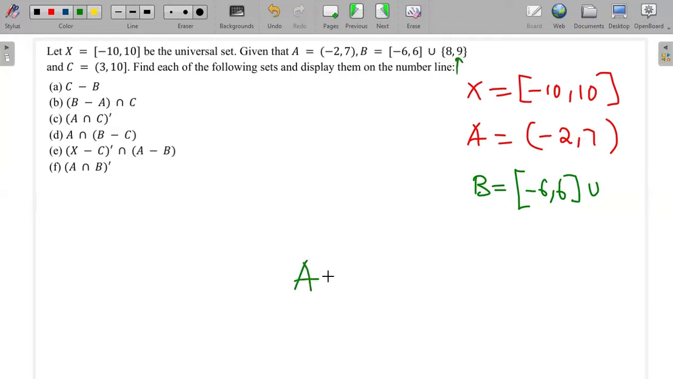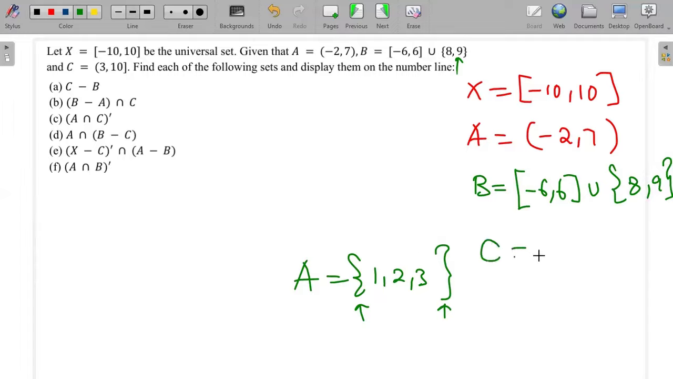Like, for example, they give you set A has 1, 2, 3, with this type of brackets here. So these types of brackets are used for listing the exact things that you can see inside them. So this is minus 6, comma 6, and then union 8 and 9, like that. Okay, so that is the set B. And then set C has been given as 3, comma 10, and then there's a square bracket like that.